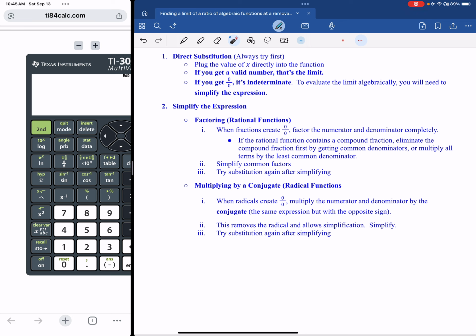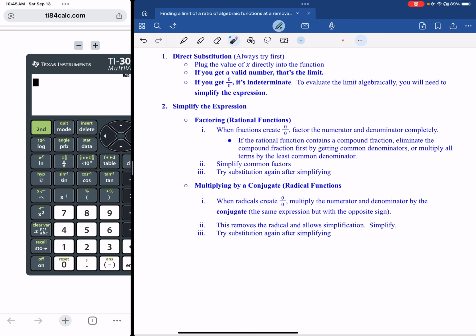When you have radicals, what you're going to do is multiply by a conjugate. And this comes from something like this. When you had a radical in the denominator with trig, 1 over the square root of 2, for instance, you would multiply by the square root of 2 over the square root of 2, which would give you the square root of 2 over 2. So this was called rationalizing the denominator.